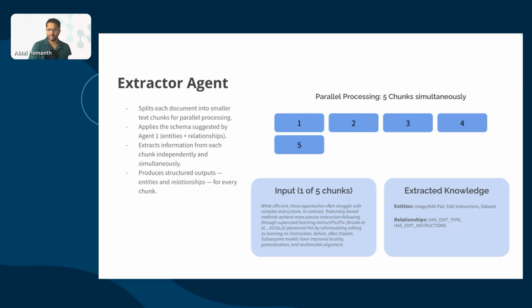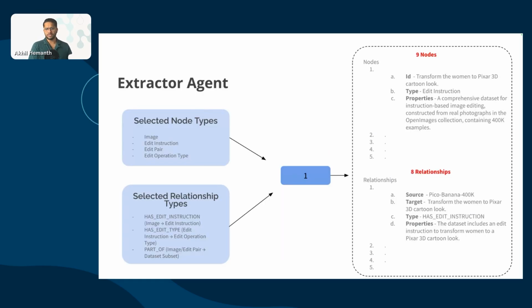And what that means is, in the first step, these were the selected nodes, right? Image, edit instruction, edit pair, and edit operation type. And some of the relationships that came out of step one with agent one were has edit instruction, has edit type, and also part of. So now it essentially takes the chunks. In this case, the PDF research paper that I put in was divided into 5 chunks of 8,000 characters.